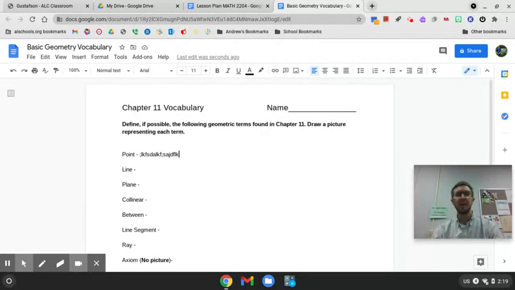It does say define if possible. So as you're looking through Chapter 11 in the text, you'll find information about that. So I want you to define the term based off of Chapter 11 in the text. And I'd like you to draw a picture that represents this term.